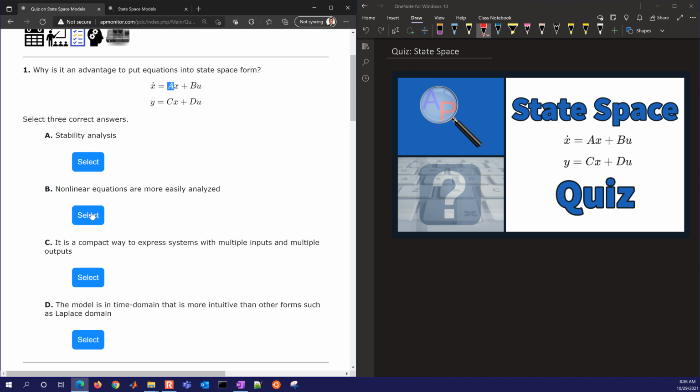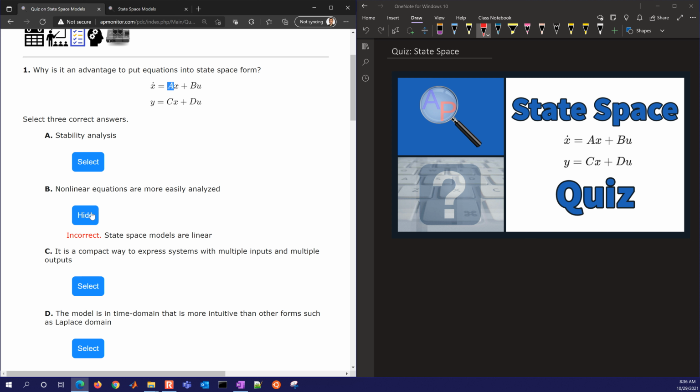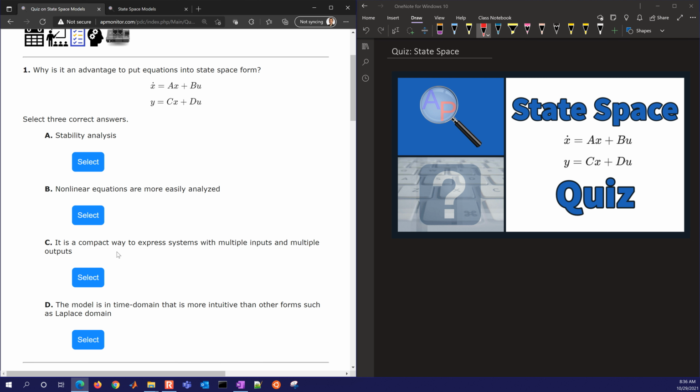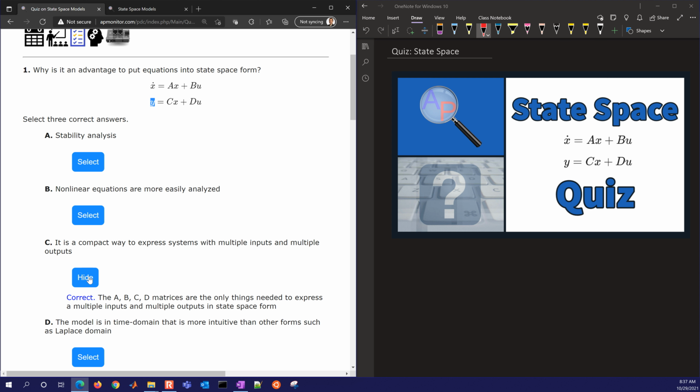Nonlinear equations are more easily analyzed. That one is going to be false because state space models are linear, at least the linear time invariant form like I show here. And then, it is a compact way to express systems with multiple inputs and multiple outputs. That is correct because u is our input, and that can be a higher dimension. If that's 1, you have a single input, and y is our output. If that is a vector of length more than 1, then it has multiple outputs. So that one would be correct.